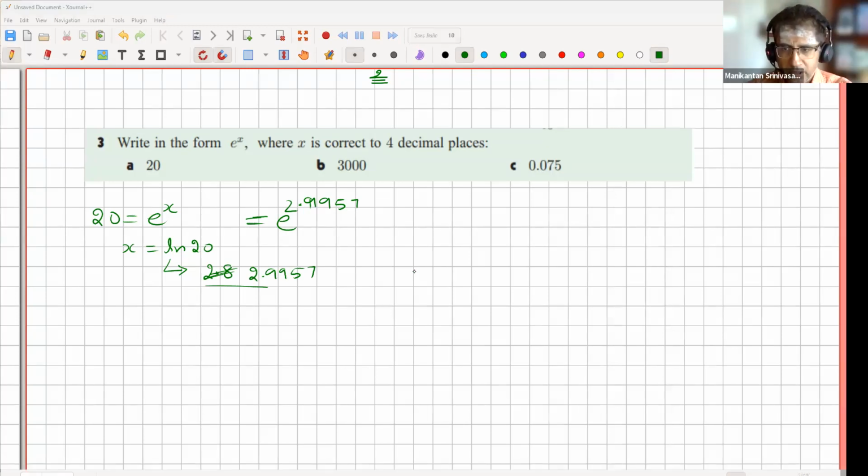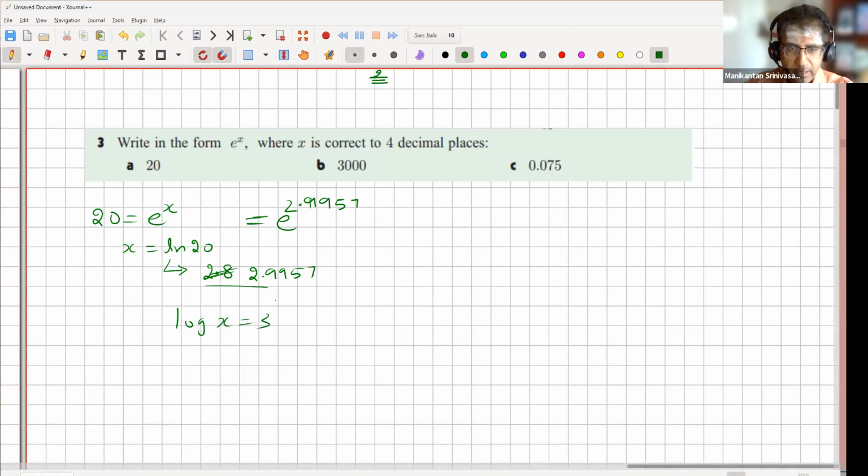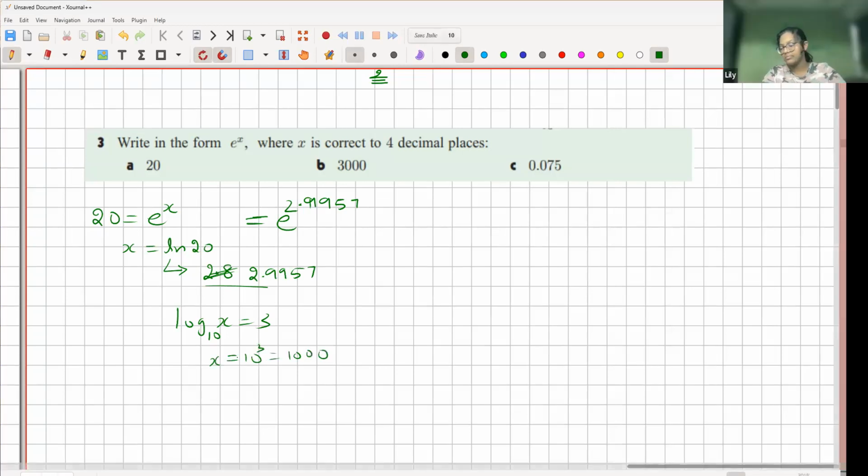Which other question or questions? 4A is similarly solved, right? 4A for the same exercise. Exactly. log x equal to 3. By default, if they don't put a base, that means the base is 10. So if you say log x is 3, that means log x to the base 10 is 3. In which case you don't even need a calculator. x is just 10 power 3. Agreed? Yeah. Just 1000.